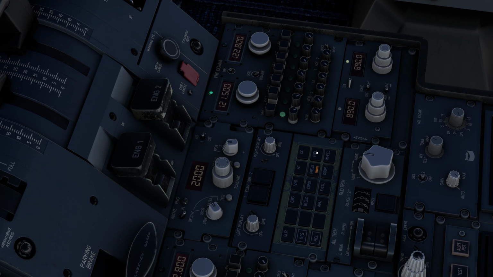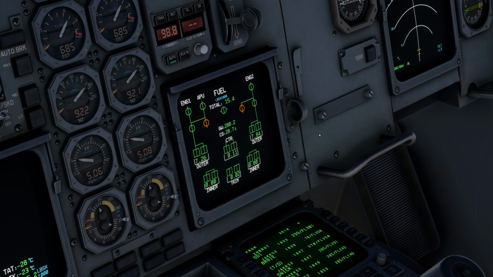Then moving on to the fuel page, most important for us over here is to check the fuel quantities are equally distributed. You can see, for example, that the left side here has a little bit less fuel than the right hand side. Now that can be explained by the APU that we used on the ground. So the APU has been using fuel from the left tank, that's why we've got a little bit less in the left side than we got on the right side.